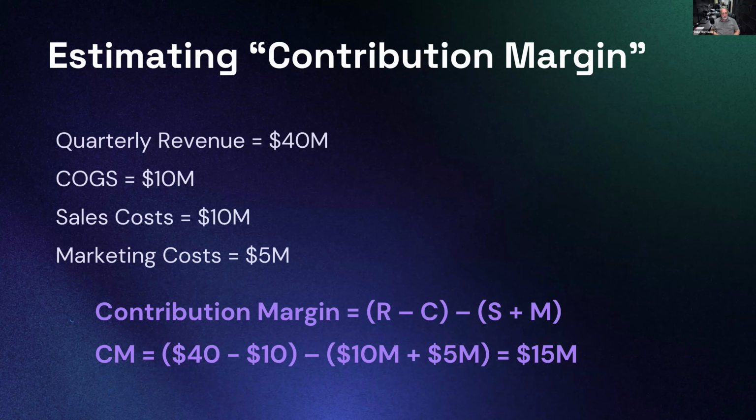And so an example of this would be, if we made 40 million in gross revenue for the quarter, we had 10 million in COGS.